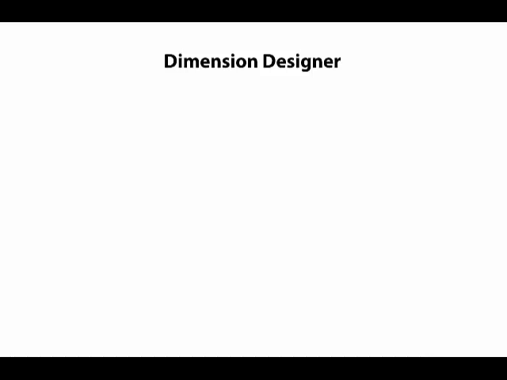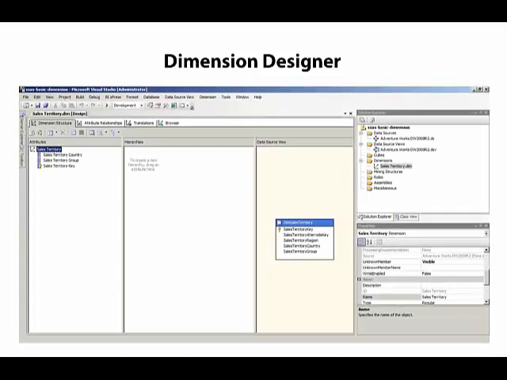After we complete the dimension wizard, the dimension designer opens for the dimension we just created. Let's take a moment to explore the interface of the designer. On the left, we have the Attributes pane, where we see a tree view of the dimension and its attributes.